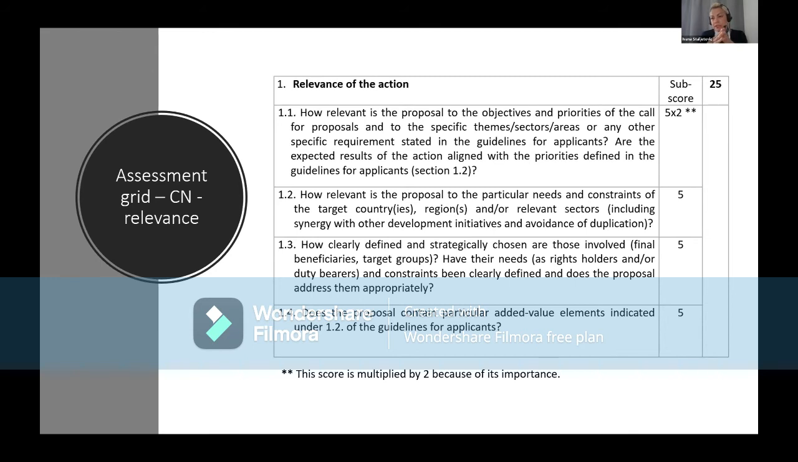So in total, you can see that for the relevance of the action, you can receive 25 points. These points are automatically transferred to the second step if you are invited to submit the full application. This score will not be evaluated again in the full application, but automatically transferred, because the relevance of your action to the priorities and objectives of the call remains the same even in the second stage.